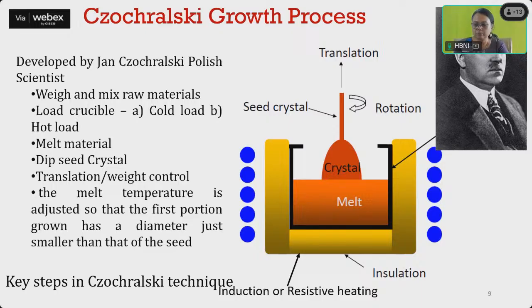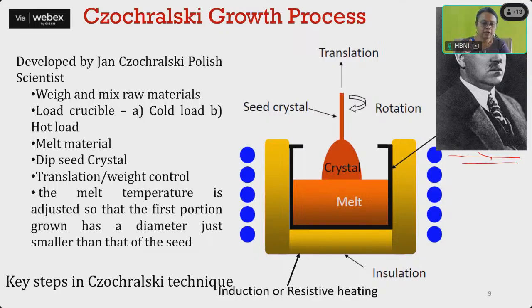Czochralski is the name of a Polish scientist, and he started this method. All the silicon crystal, the semiconductor grade silicon crystal, or even the photovoltaic grade silicon crystal which we see in the solar panels, they are grown by the Czochralski technique. This is the most technologically important crystal growth technique, which is used the world over. So how does this technique work?